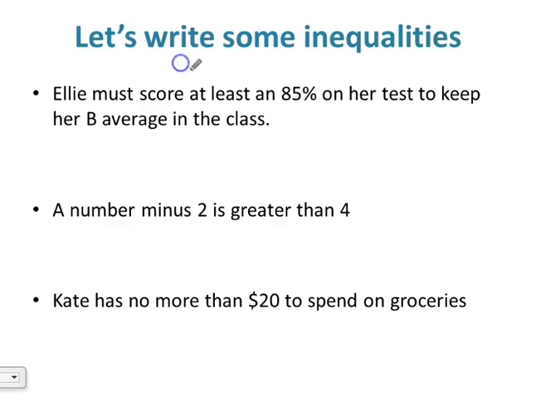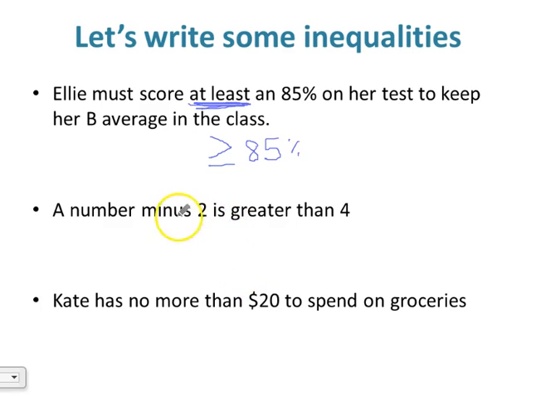All right, so the first one says Ellie must score at least, we see that keyword at least, an 85 on her test to keep her B average in the class. So what would we use? Which inequality for at least? Well, she needs to score greater than or equal to 85%.